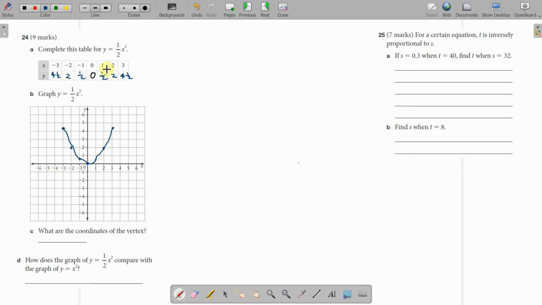Graph using the table of values and the calculator. Coordinates, that says our parabola. Coordinates of the vertex is here. It's the origin 0, 0. And the graph of this one compares with the graph of y equals x squared. Well, the x squared one is much more steep.